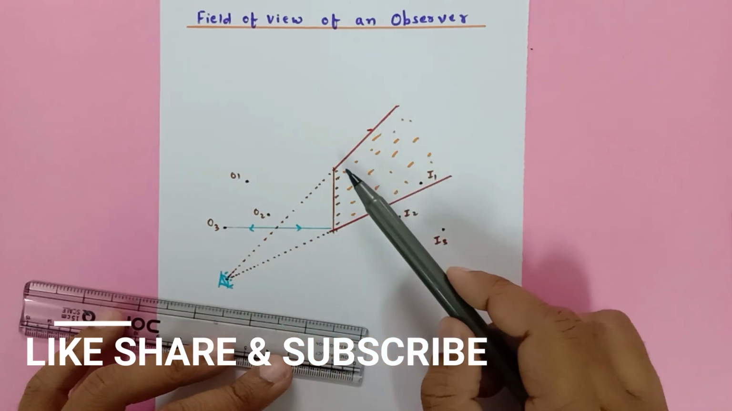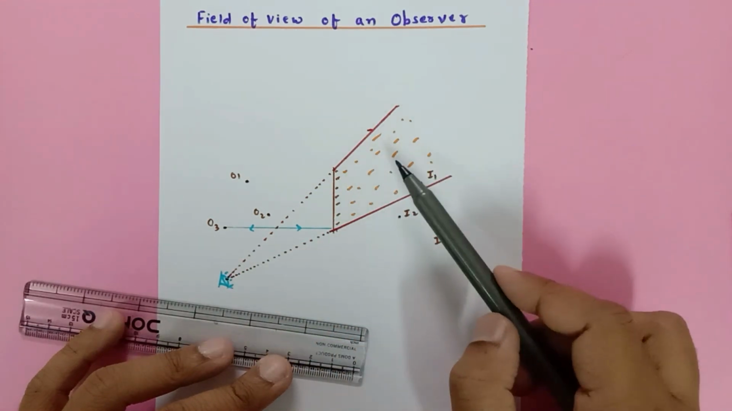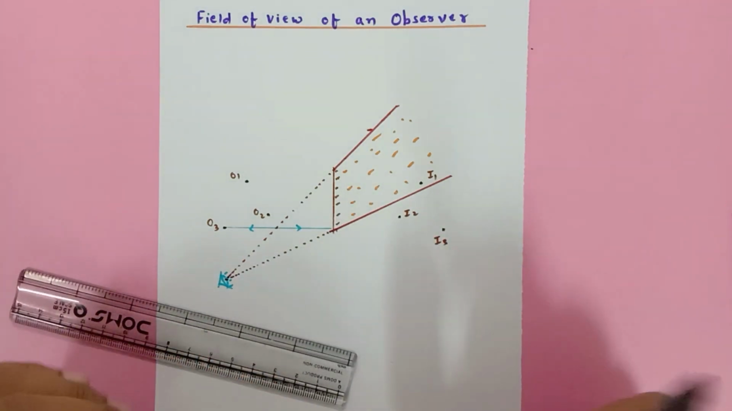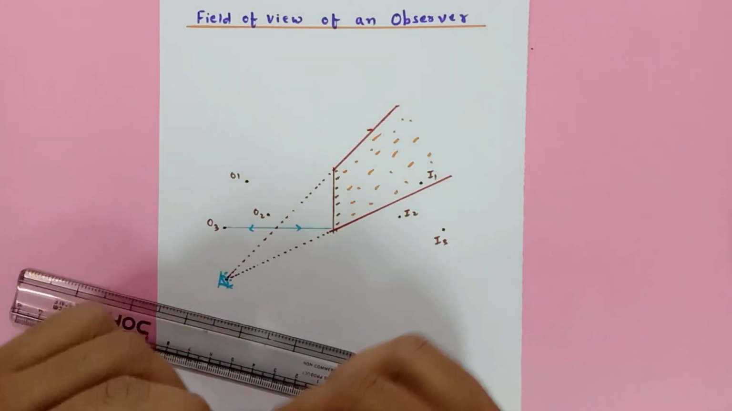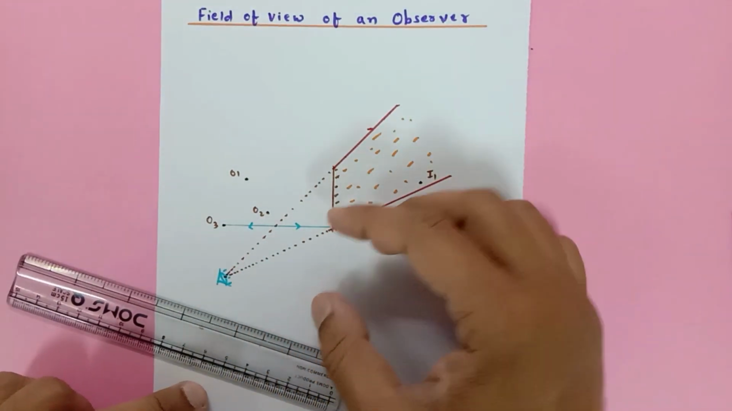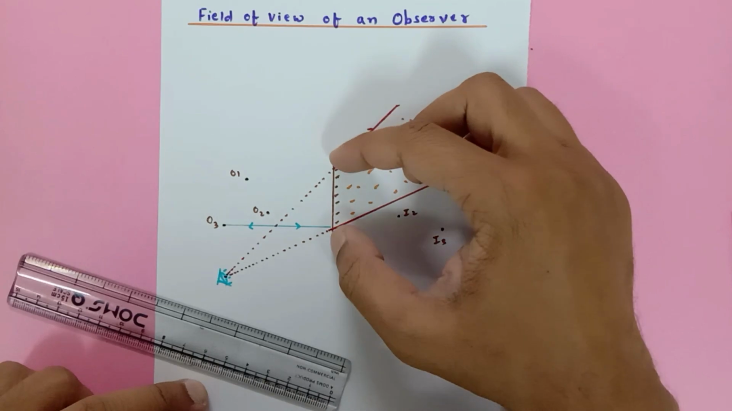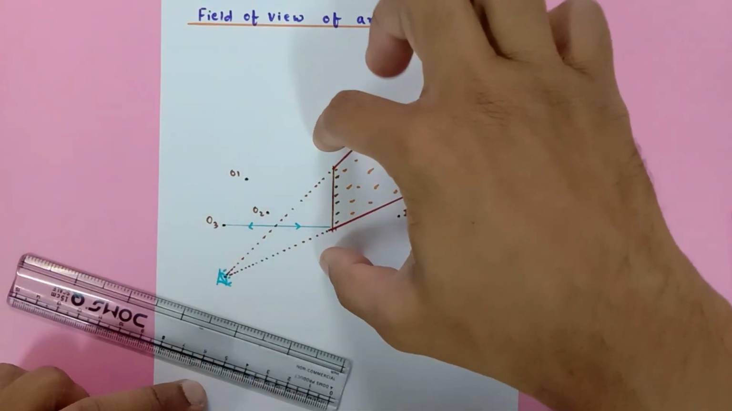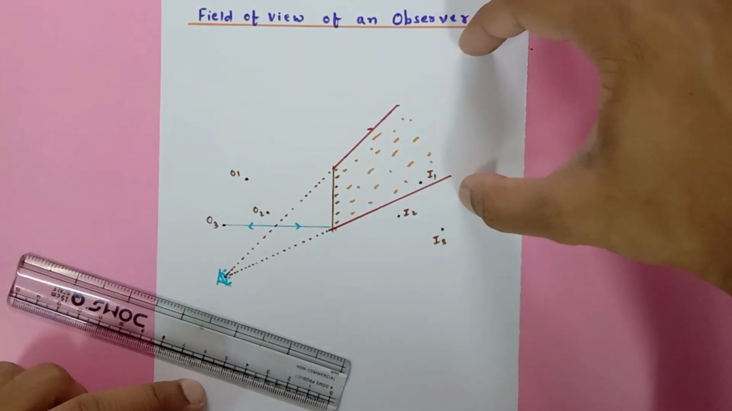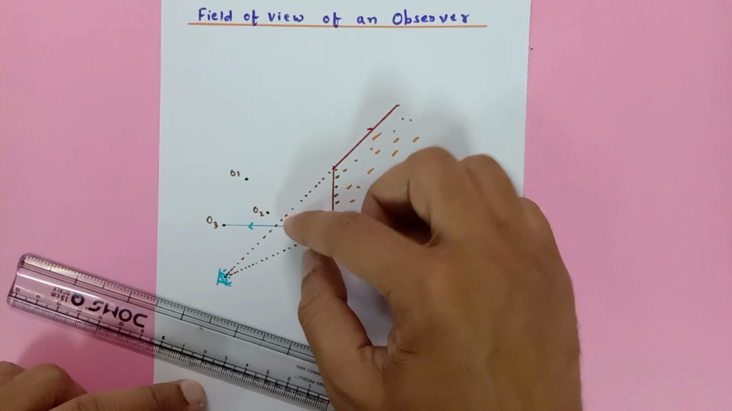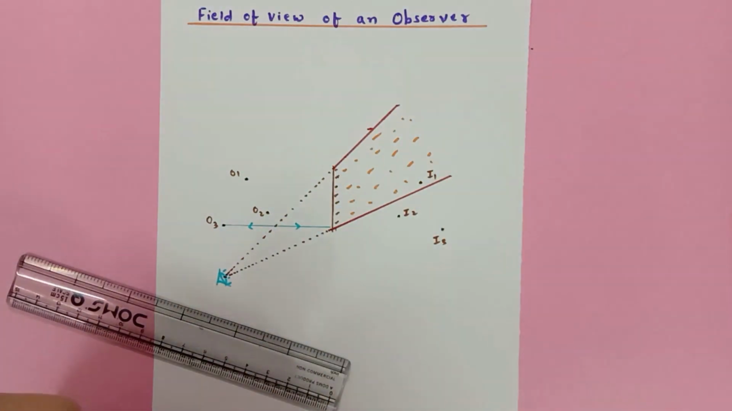So all those images which are in the field of view will be visible, and their reflected light will enter into the eye, right? Now this concept of the field of view of an observer definitely depends upon the size of the mirror. If the size of the mirror is larger, then of course the field of view of an observer will increase. If the eye is very close, then also the field of view will increase.